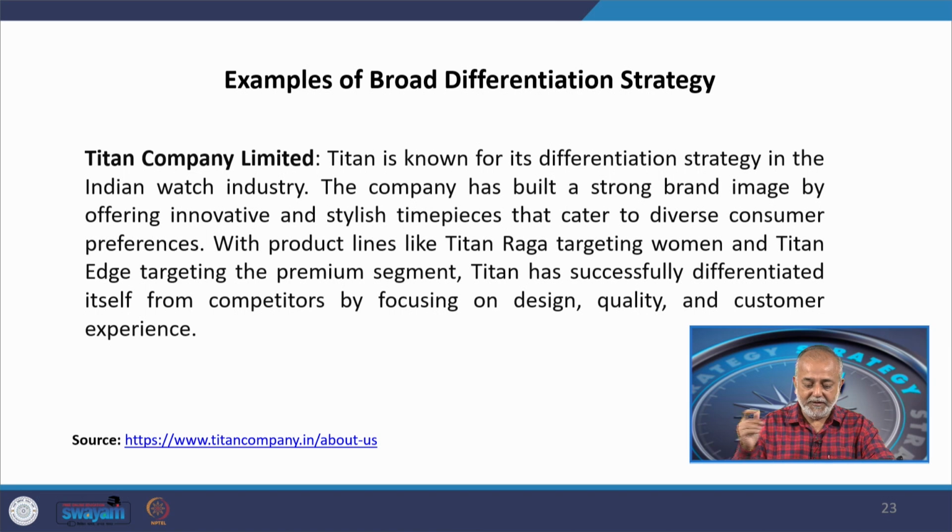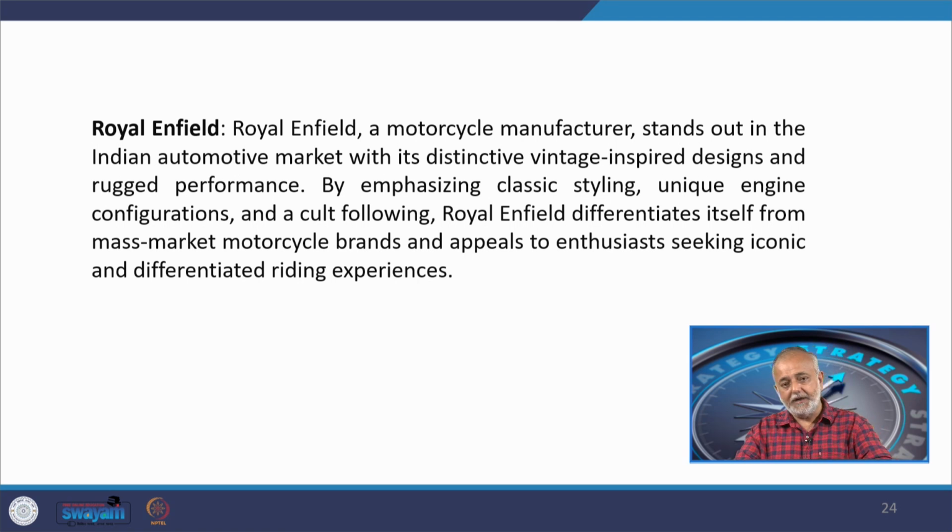Examples are Titan is known for differentiation strategy in Indian watch industry, and we know the whole story with product lines like Titan Raga targeting women, and Titan Edge targeting the premium segment. Titan has successfully differentiated itself from competitors by focusing on design, quality and customer experience, and we know this growth story. Royal Enfield I talked about. A motorcycle manufacturer stands out in Indian automotive market with its distinctive vintage inspired designs and rugged performance by emphasizing classic styling, unique engine configurations and a cult following which they developed in due course of time.